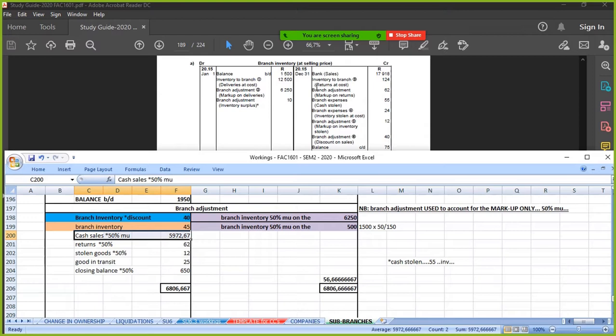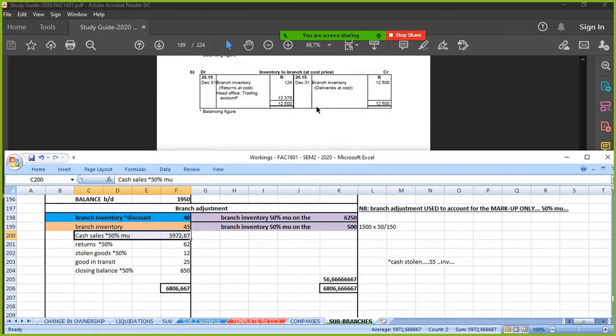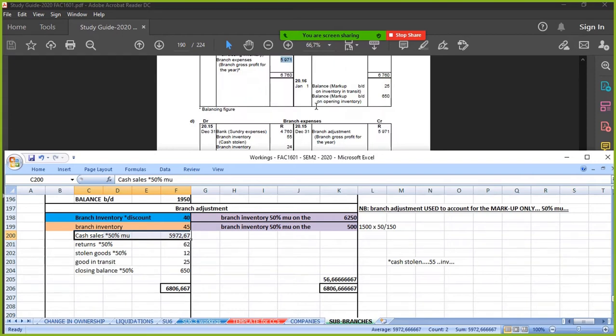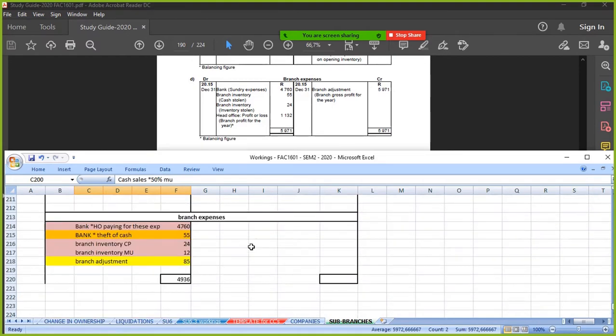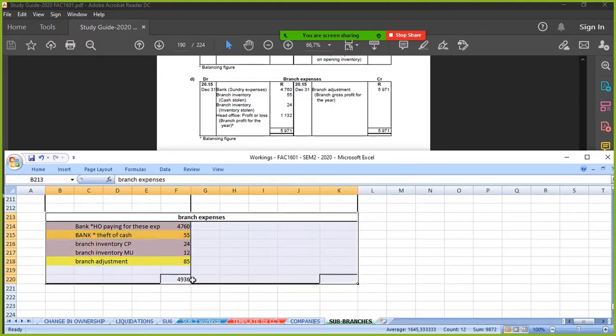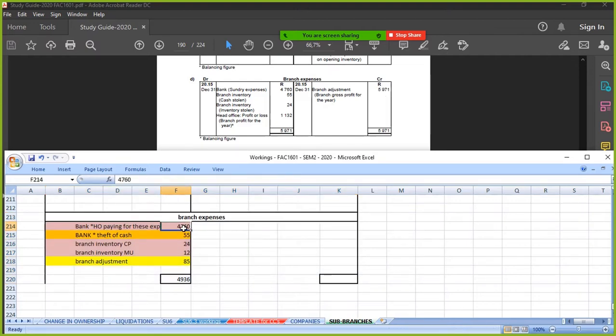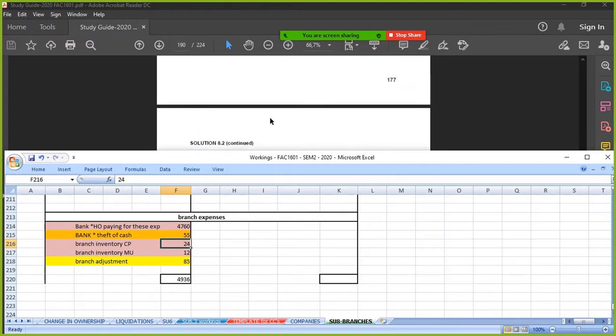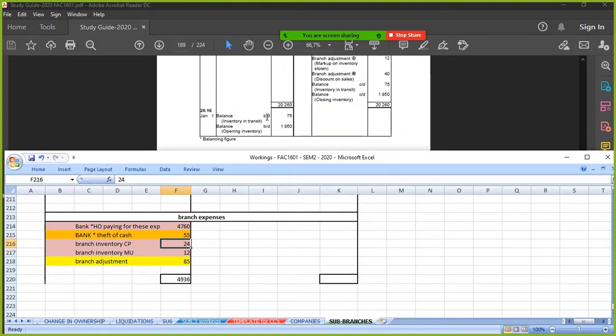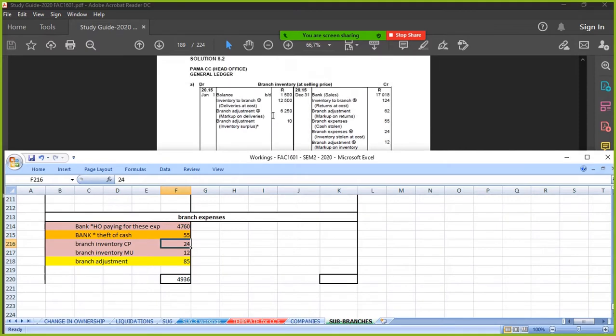Gross profit would have come from the sales minus the cost of sales. Let's see if they've got a working for that figure. Here, branch expenses. In their branch expenses figure, they had a total of 5971. In my branch expenses, we had this, we had that, we had the 24, and then they had a profit or loss. The profit and loss comes from the working that they would have done here. The balancing figure.